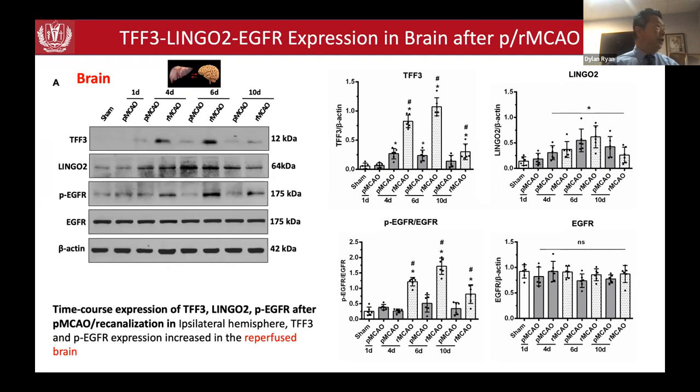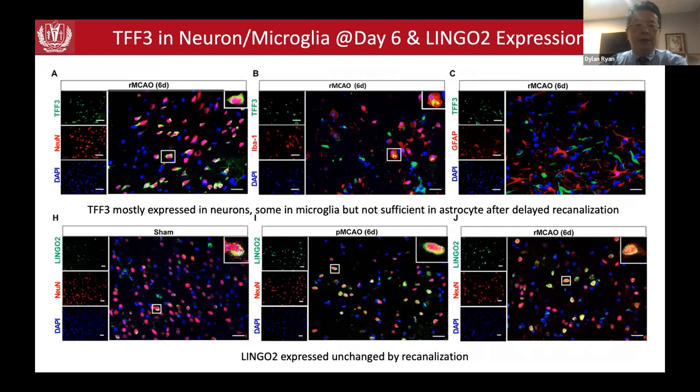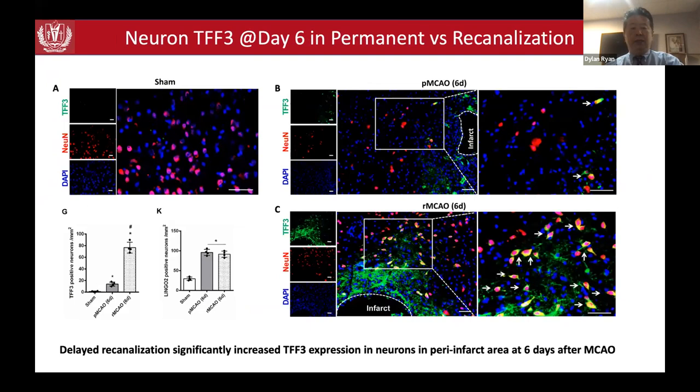And the good guy on the lower end is the phospho-EGFR, because the pEGFR also increased, same as TFF3, right? It also shows that most of the TFF3 is actually expressed in neurons. After recanalization, TFF3 goes from the liver to the blood, and from the blood actually enters the brain, and they express mostly in the neurons. So they're going to be neuroprotective.